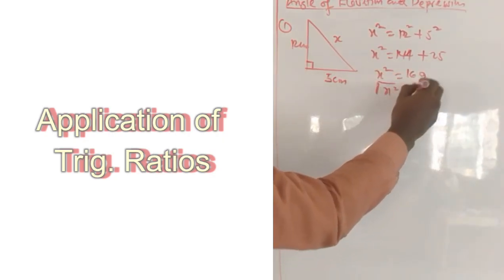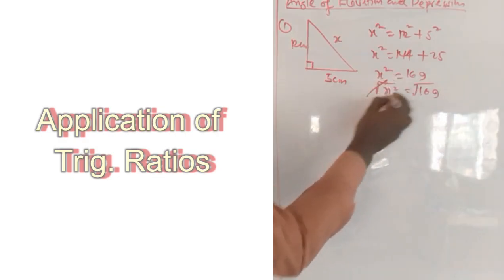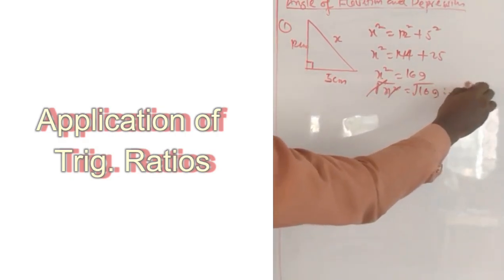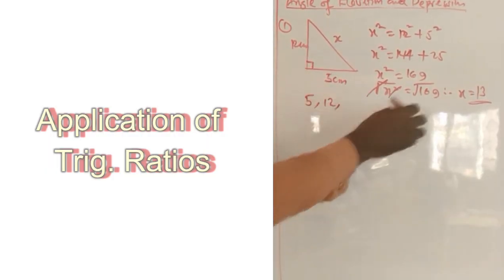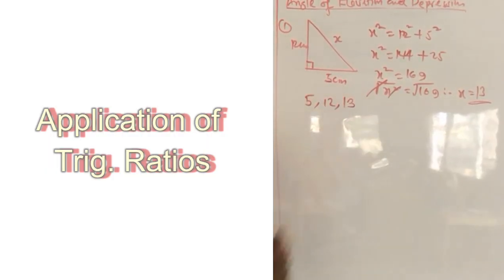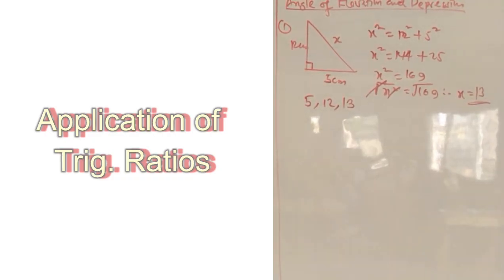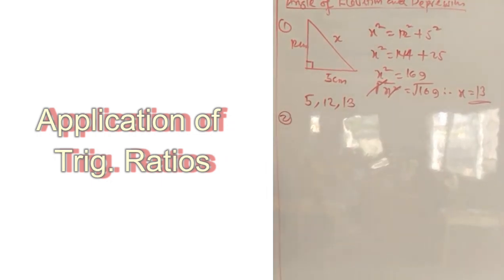Add them. Square root both sides. Square root of x squared equals square root of the sum. Cancel. From here, what's the value of x? 13. So for a right-angled triangle, if I have 5 as a side and 12 as a side, the third must be 13. These are what we call Pythagorean triples: three numbers that satisfy Pythagoras' theorem.